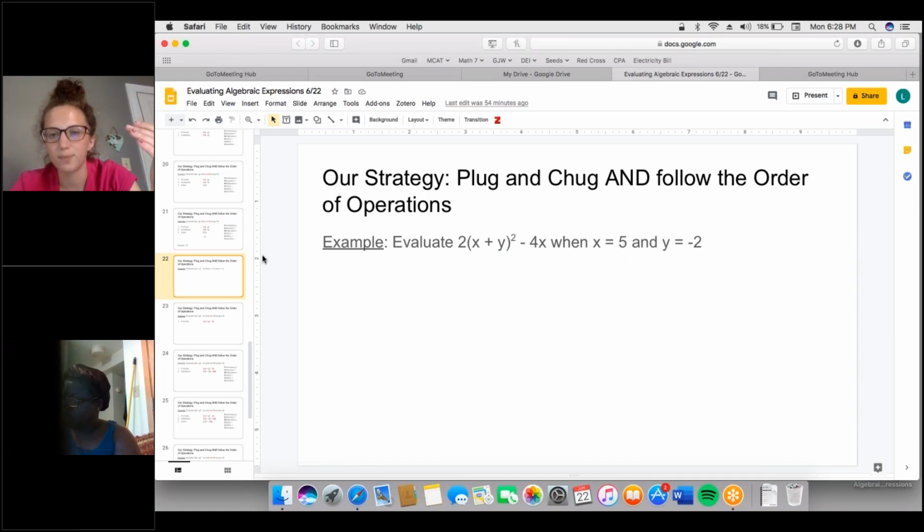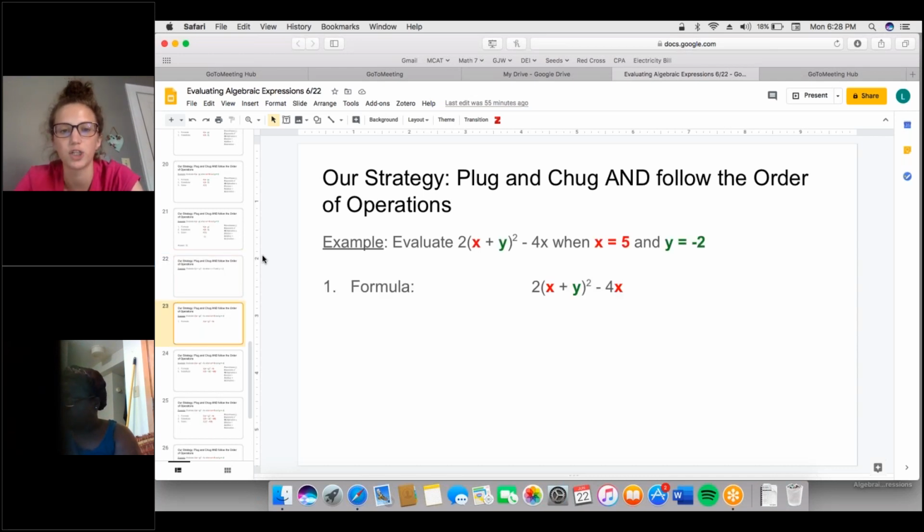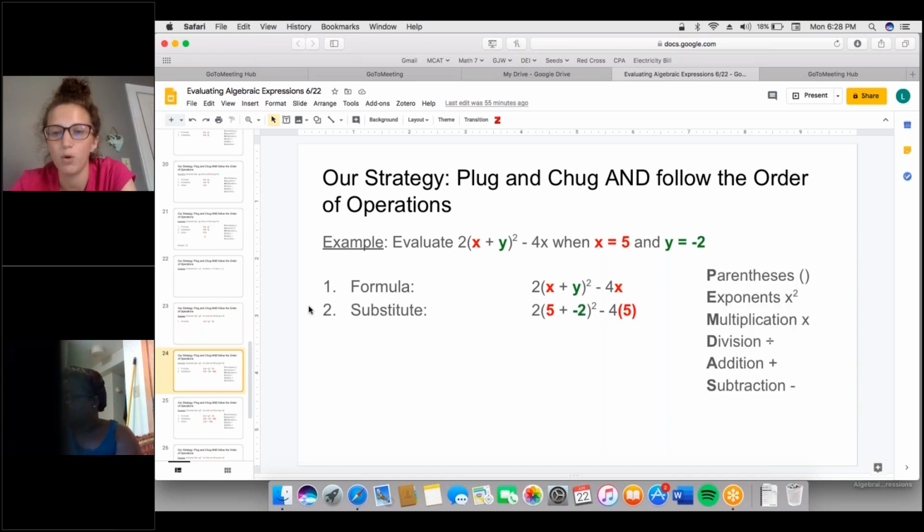Now we have this big expression we're going to evaluate, and we're given, again, different numbers for those variables. So we'll start with that expression we're given, that formula, and just write it down. Every time I see x, and I see it twice, I'm going to replace it with 5. And every time I see y, I'm going to replace that with -2. So the first thing I'm going to do is replace those numbers. Now I'm only dealing with numbers.